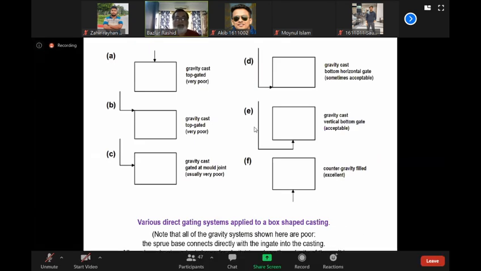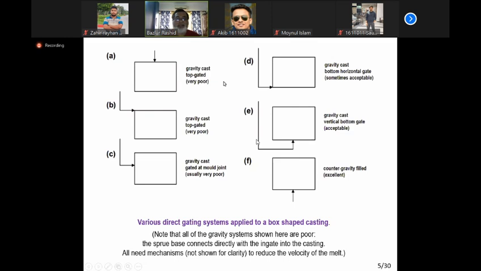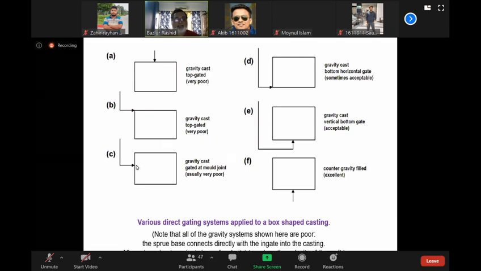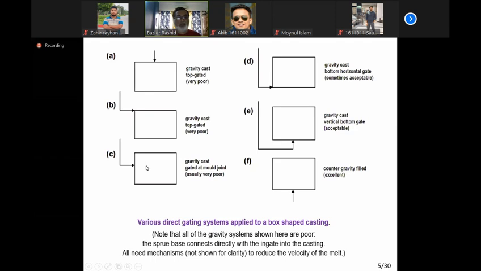Schematically, we can have these types of gating system. First one, from the top, is the top pouring system, the gravity cast top gated system. So here is the liquid metal entry, and we are saying that this is very poor. On the other hand, a slight modification: top pouring, but with liquid metal entry from the side. Similar kind of scenario. And this is the side gating system. Again, there is a significant fall of liquid metal from the gate, and it is usually poor.